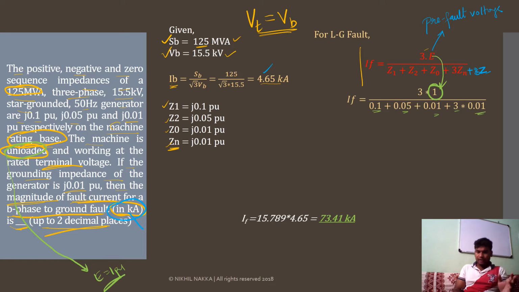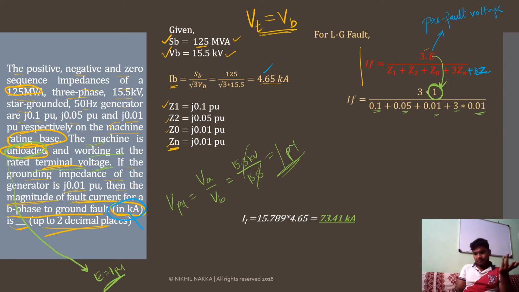Let me clarify that also. E is nothing but the per unit voltage. So what is the per unit voltage? Basically actual voltage by base voltage. You agree with this? What was the actual pre-fault voltage before occurrence of the fault in the system? 15.5 kV, no? Because he is telling the machine is unloaded and working at the rated terminal voltage. The actual operating voltage is the rated terminal voltage. What is the base voltage? 15.5. So what is the per unit voltage? 1 per unit. So that is what E is.